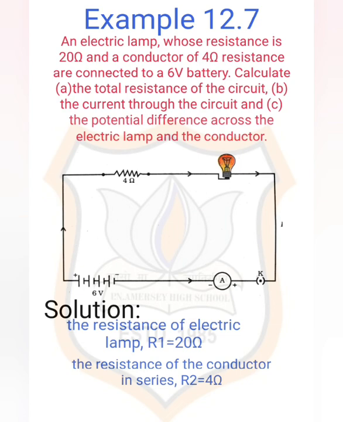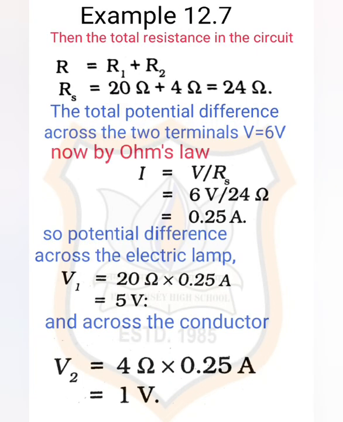So the resistance of electric lamp is given, that is R1 is equal to 20 ohm, and resistance of the conductor in series, that is R2, is 4 ohm. Then the total resistance in the circuit will be total R is equal to R1 plus R2. That means electric lamp resistance and conductor resistance. That is RS, because resistance in series. RS is equal to 20 ohm plus 4 ohm, that is 24 ohms, and the total potential difference across the two terminals of the battery is 6 volt.